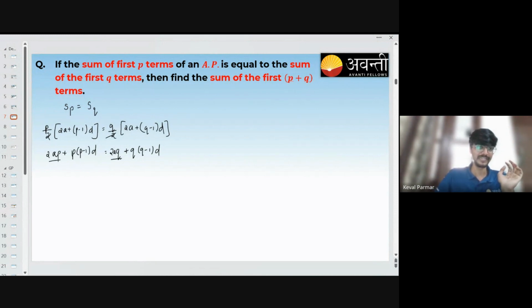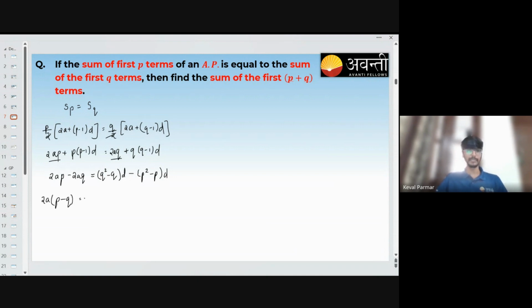So if I take it on one side, I'll get 2AP minus 2AQ, and send the D terms to the other side, so I'll get Q square minus Q into D minus P square minus P into D. I can take 2A common, I'll get P minus Q. And here I can take D common, right? So if I take D common, I'll get Q square minus Q minus P square plus P.